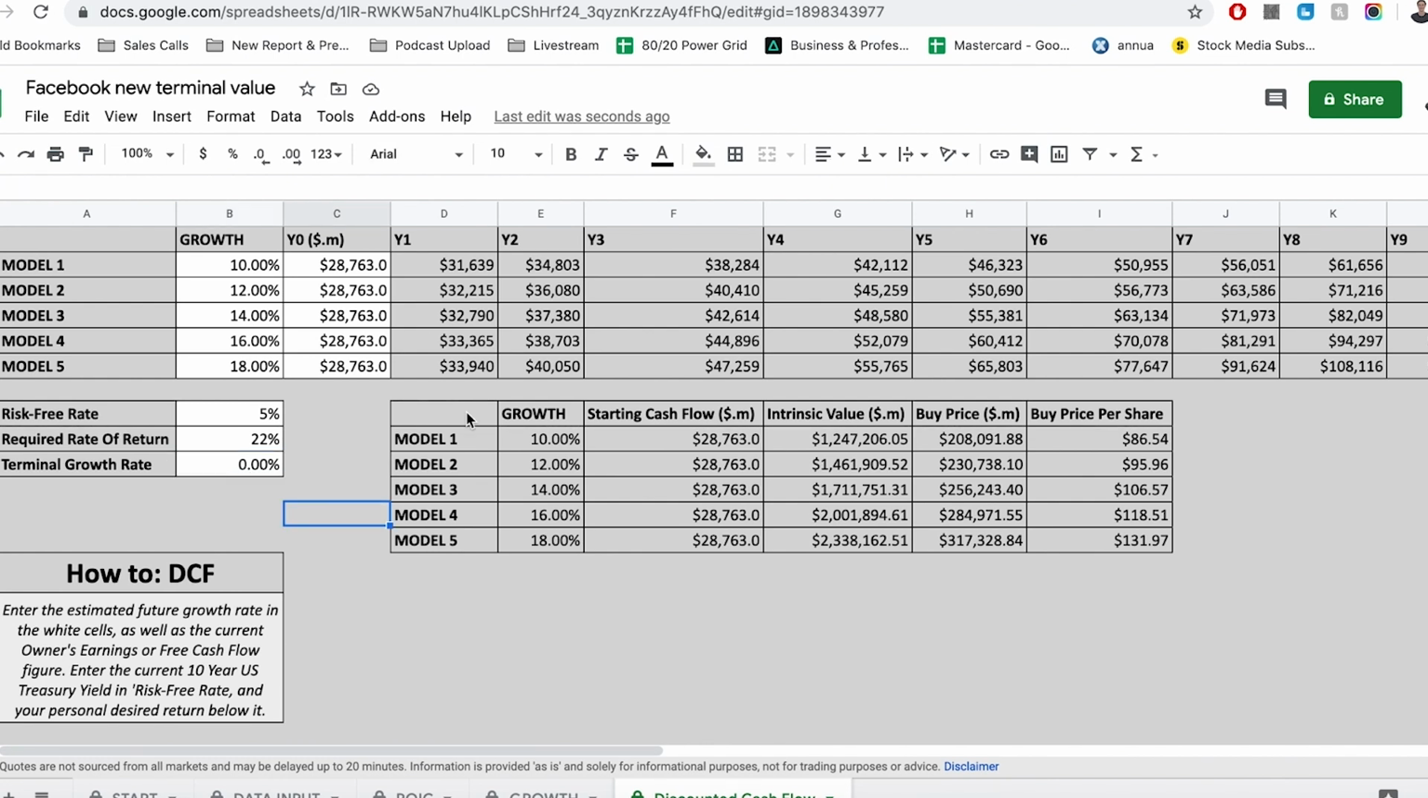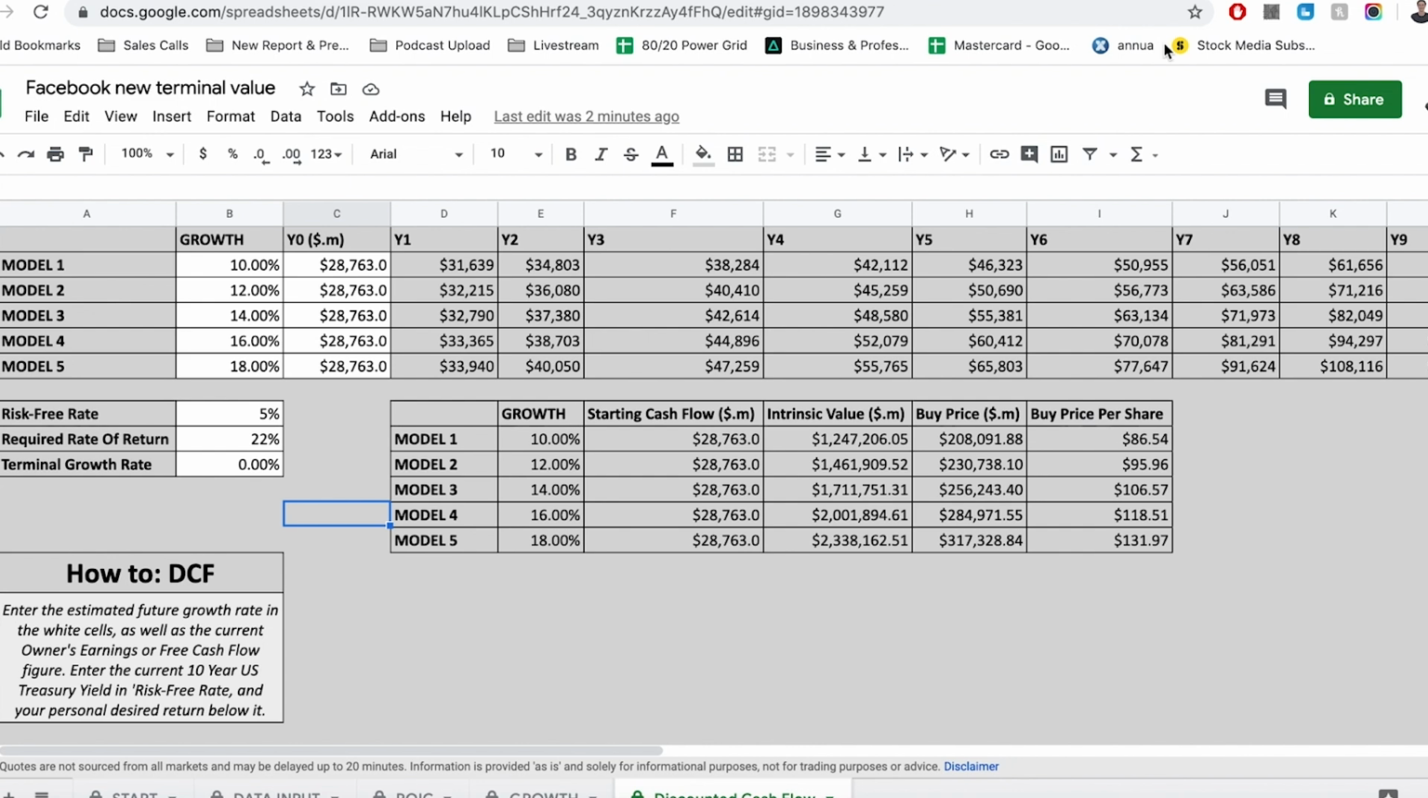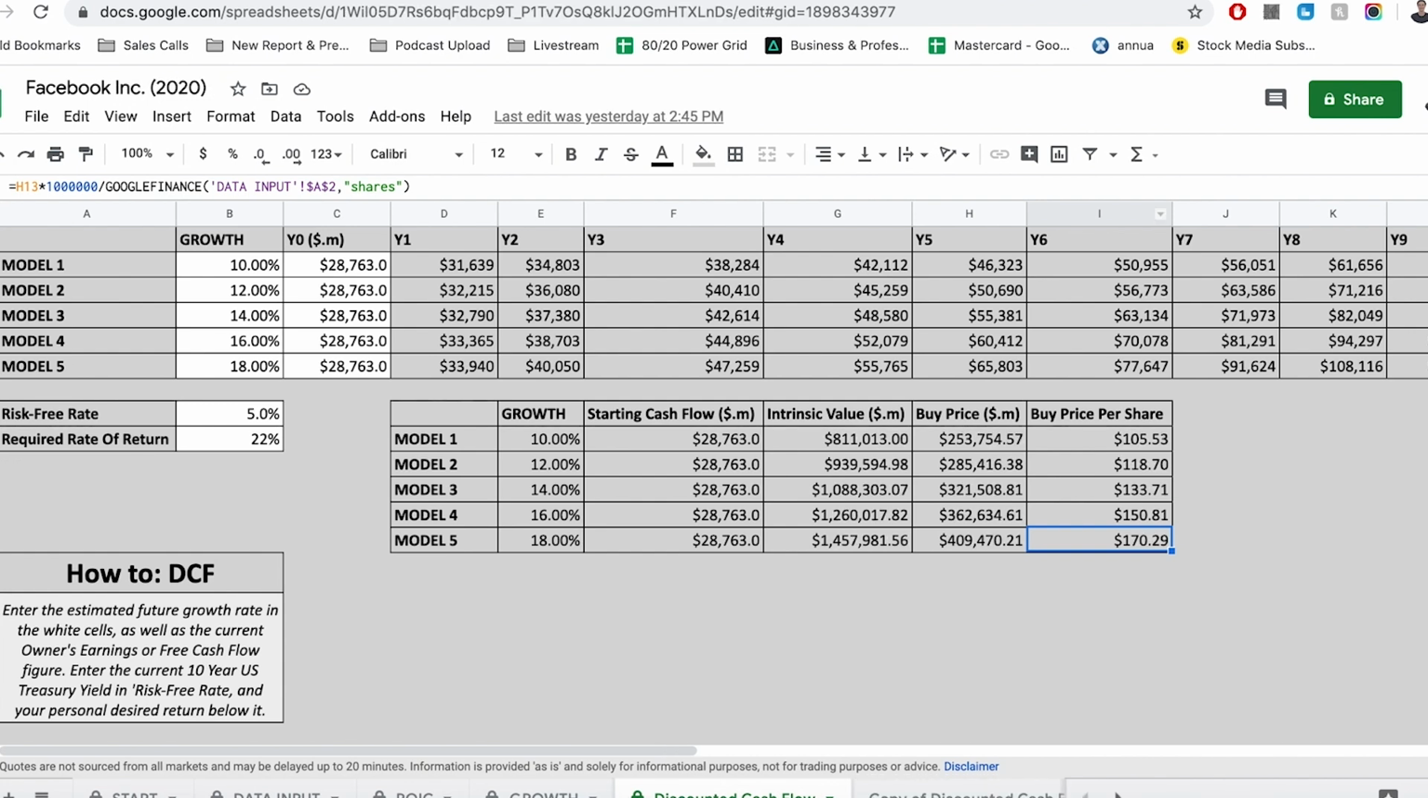So I inputted Facebook's numbers from my earlier spreadsheet, and I thought we would take a look at how the buy price has changed now that we are using a different terminal value method. Previously, using a 22% discount rate, which is our typical target return, the buy price for Facebook using our models was somewhere between $105 and $170 per share. And that has come down slightly to about $86 up until $132 per share. So it's come down about maybe 20 or 25% using this new model.